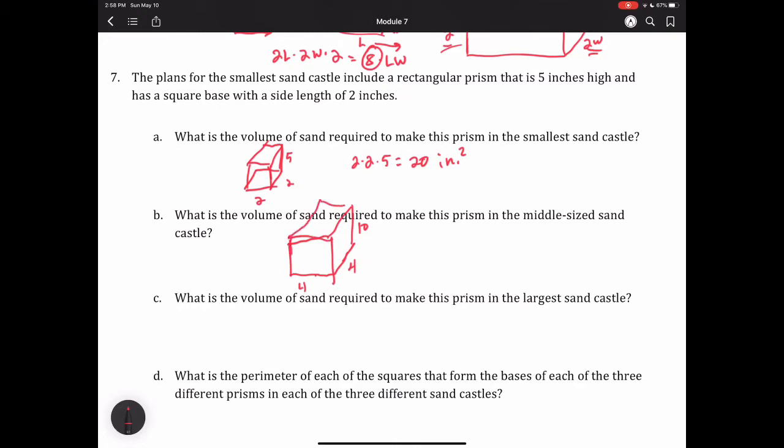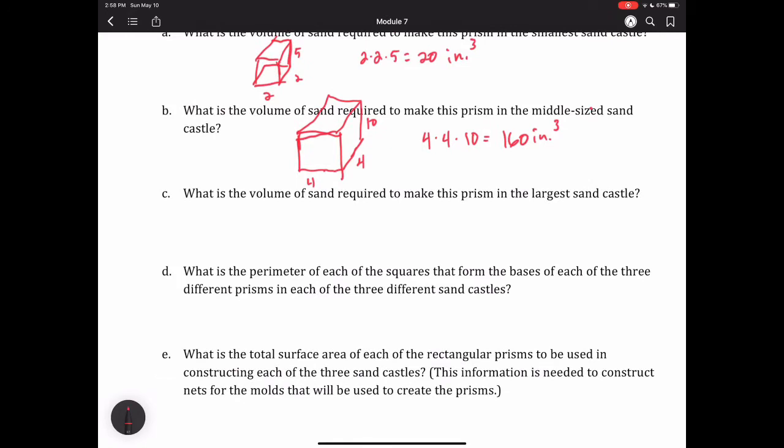Okay, so 4 times 4 times 10, so now we actually will get a volume, oh, and this should be up here, not squared, that should be cubed. We'll get a volume here of 160 inches cubed, right? So we've already gone up by a pretty large factor.